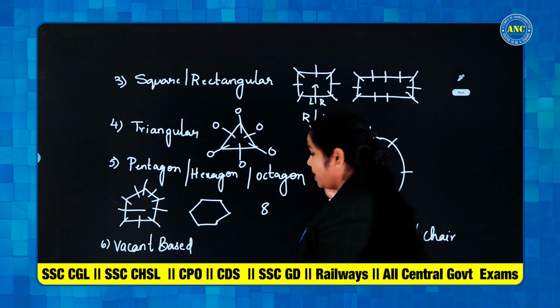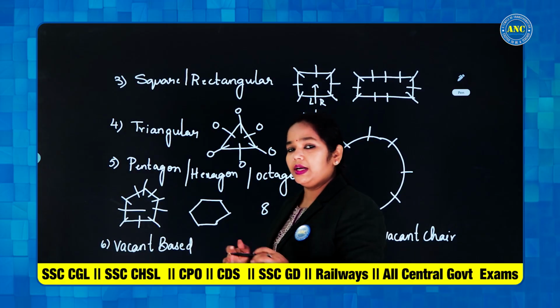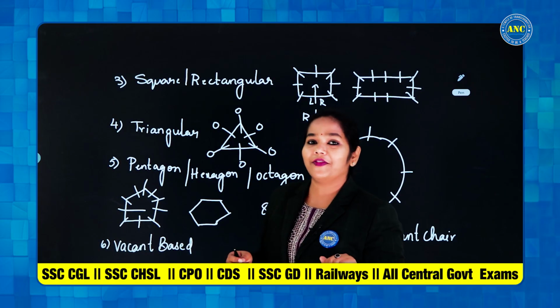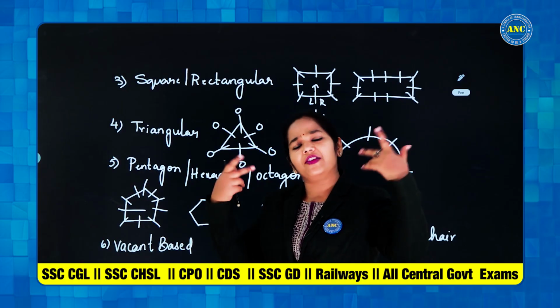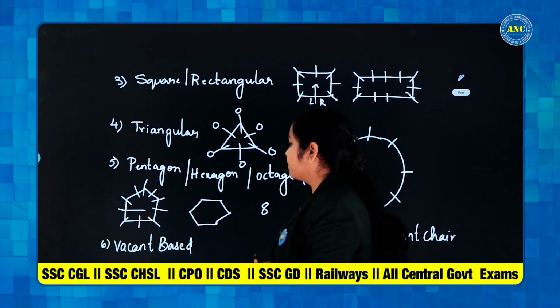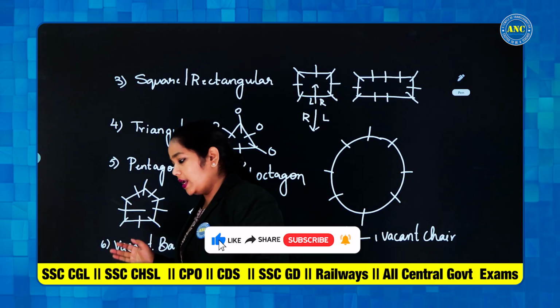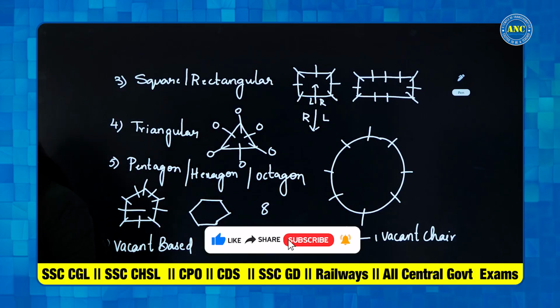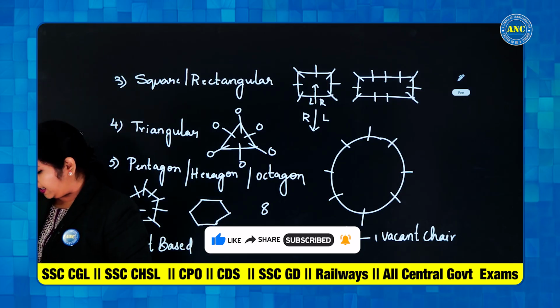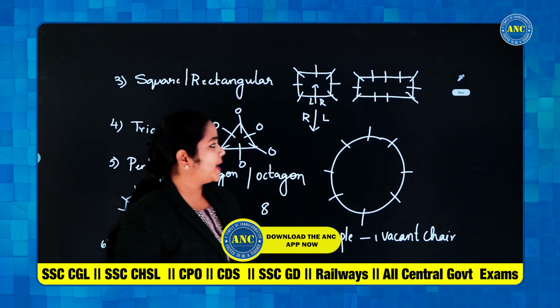This is a fixed number. In some cases we will not have a fixed number. If you take linear arrangement, in some cases we will not have a fixed number. We will have n number of people and there are vacancies in between. Such kind of questions we can call vacant based questions. Did you all understand what all the types of questions we can see? Yes, clear?